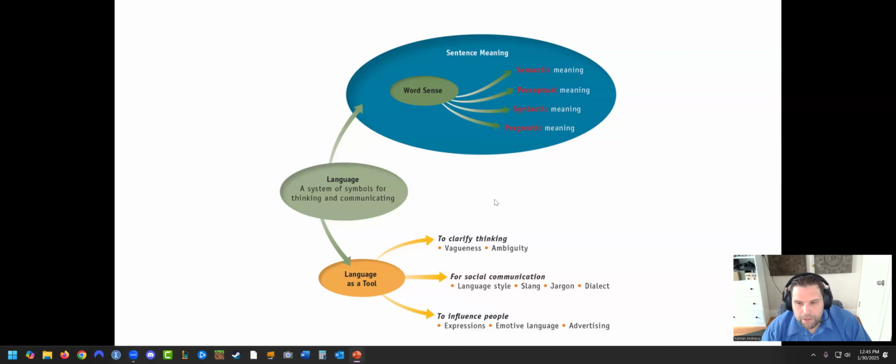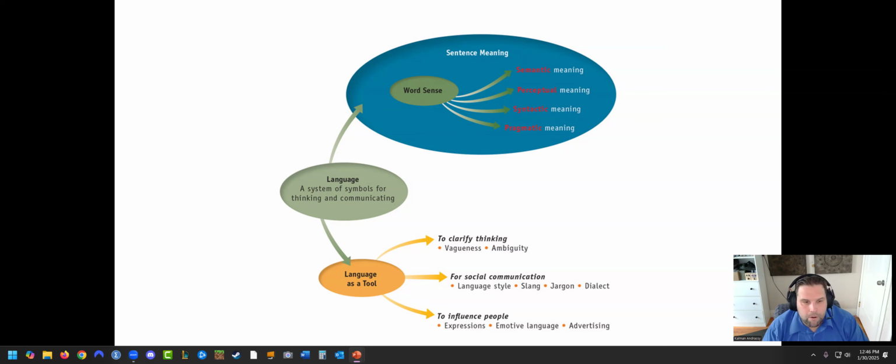Okay. So this is a nice little diagram kind of denoting all of the ways in which language can be examined and understood, or at least some of the ways that it can. So, language, of course, is a system of symbols meant to be able to illustrate and communicate the thoughts of an individual, essentially, right?